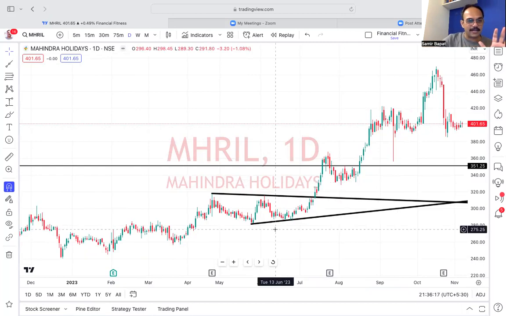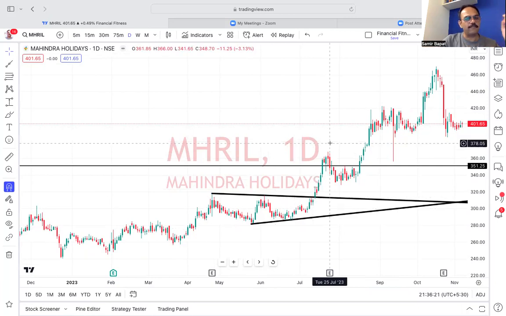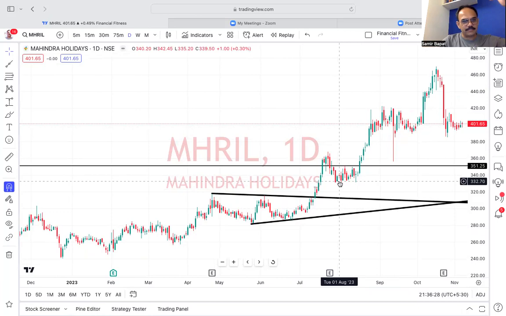Today we have learned triangle, है ना? ट्रायंगल से जब एस्केप करेगा, so after it reaches the target and before the target, it will form a retracement. What is a retracement? Like a sea wave, it will come back and then again go ahead.